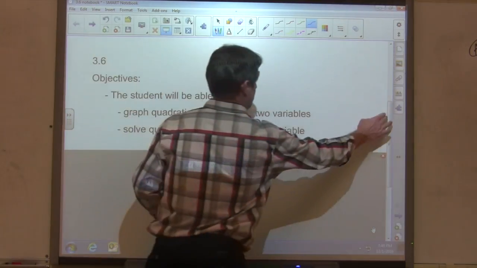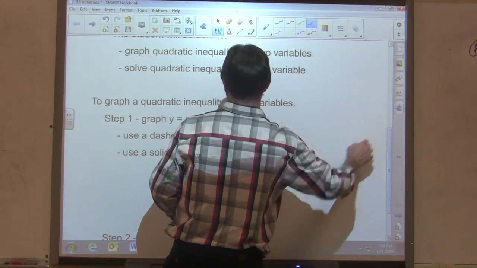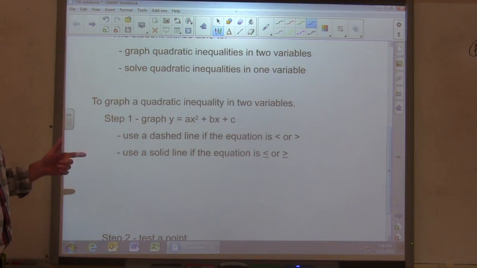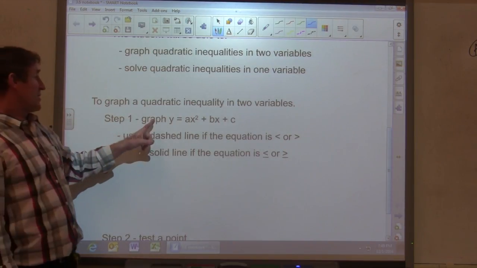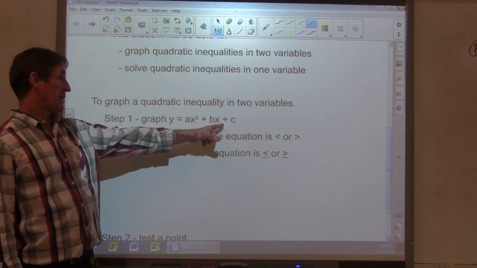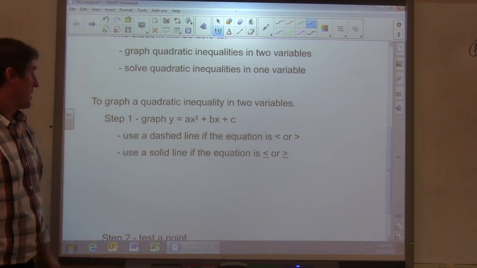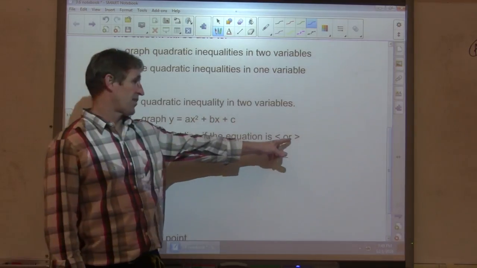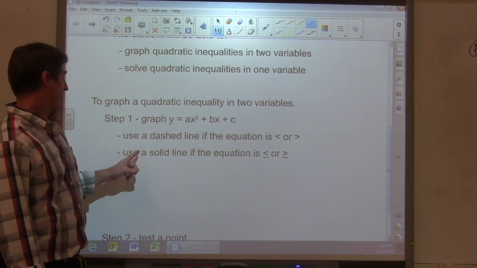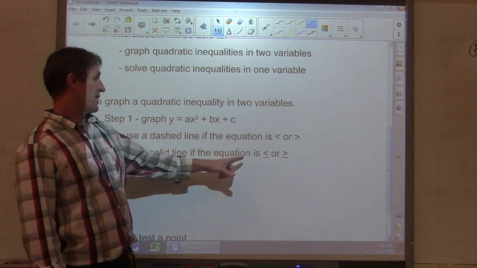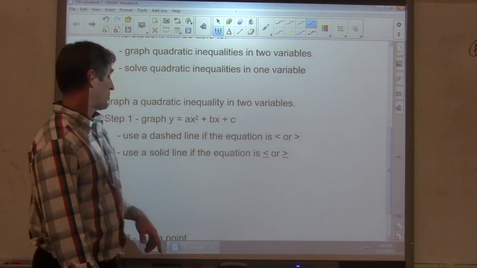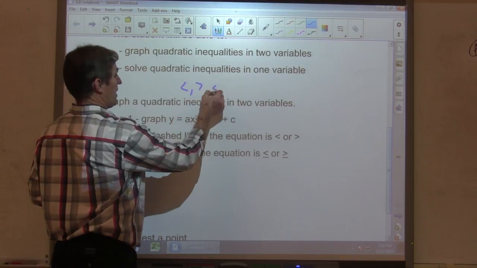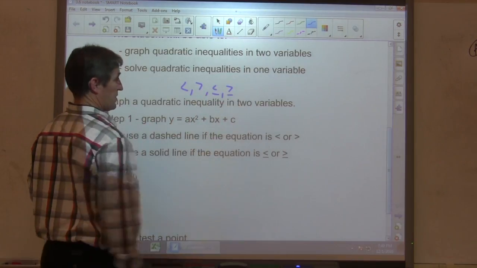So first of all, to graph a quadratic inequality in two variables, our first step is to graph the equation y equals ax squared plus bx plus c. And we want to make sure that we use a dashed line if the equation is less than or greater than, but we want to use a solid line if it's less than or equal to or greater than or equal to. So remember, an inequality has a less than, greater than, or less than or equal to or greater than or equal to sign.